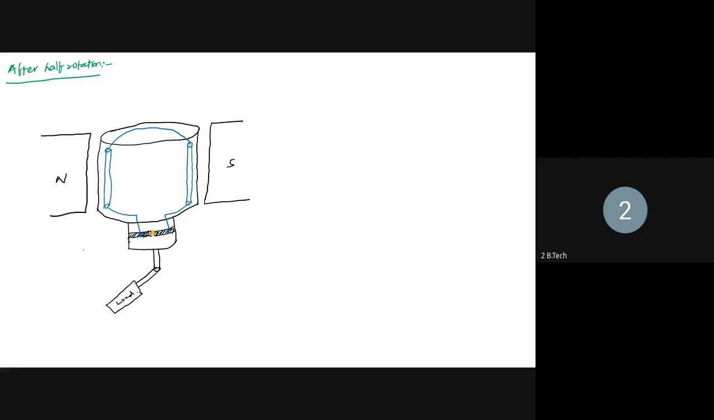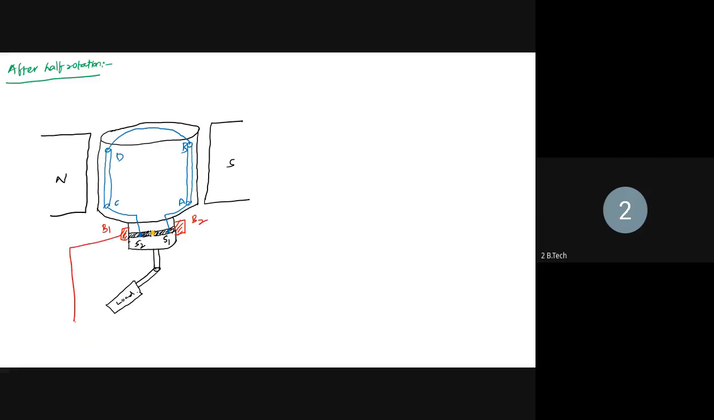And we know conductor CD will be under the North Pole and AB will be under the South Pole. CD is always welded to the commutator segment S2 and AB will be welded to the commutator segment S1. And here we have the brushes. There is no change in the brushes. The brushes are stationary always. So it will be brush B1 and brush B2.